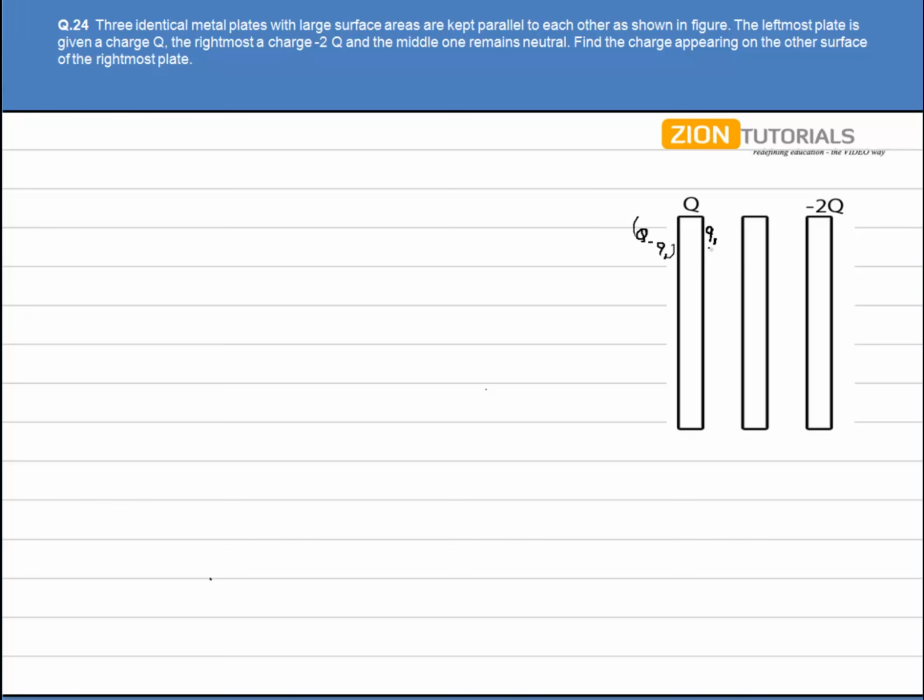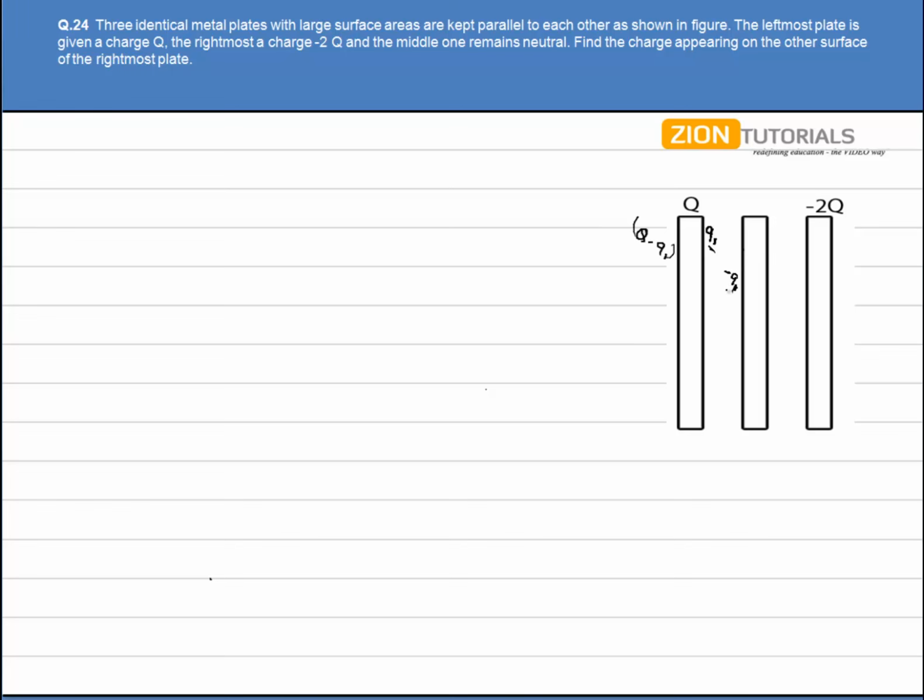Fine. Now if this surface contains Q1 charge, then this plate will have minus Q1 charge on this surface, so that the electric field will be terminated on this surface. No electric field will go inside the conducting plates.